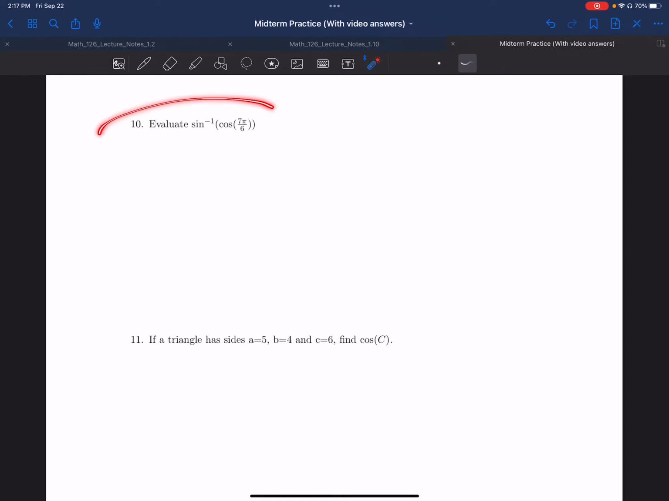Here we see again we have another set of nested functions, so we work inside out. So cosine of 7 pi over 6 would be minus, because remember, 7 pi over 6 is right here in the unit circle, so it's in quadrant 3. So from quadrant 3, we get that this is minus cosine of pi over 6.